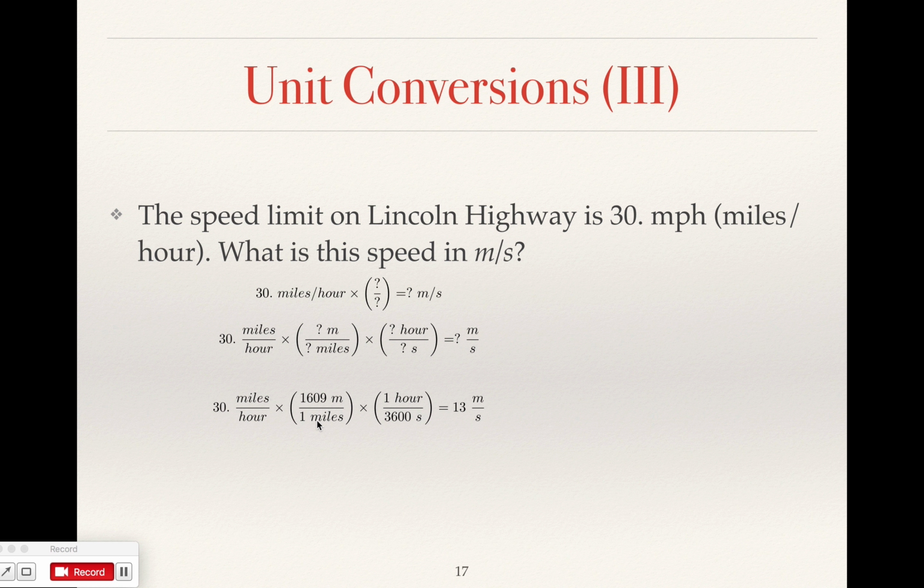All right, so miles cancels miles, hours cancels hours. I'm left with meters divided by seconds. And then for the numbers, I take 30 times 1,609 divided by 3,600. And when it comes to sig figs, I have 2 sig figs in my initial number, 4 sig figs in the first conversion, and an infinite number of sig figs in the second, since it's infinitely precise. So my answer should have 2 sig figs, so to 2 sig figs, 13 meters per second.